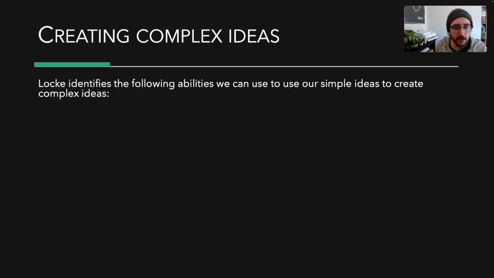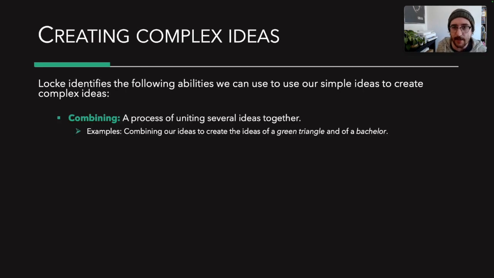Well, Locke distinguishes between the following abilities that he thinks the mind has. Firstly, he says we have this natural ability to combine ideas. An example here would be the complex idea of a green triangle. I take my simple idea of green, my simple idea of triangle, combine them together to get the complex idea of a green triangle. Or take my ideas of being unmarried, being an adult, and being male. I combine or unite those ideas into a single idea, and that creates the complex idea of a bachelor.